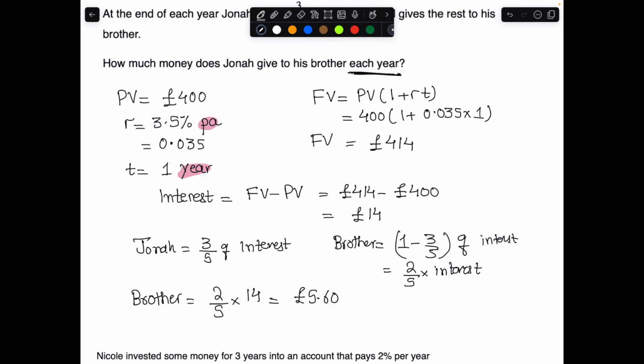Now this is very important. Whenever you get a decimal and you are working on financial questions, you must always round to 2 decimal places, because we know that cents have a 2 decimal place value, and that's how it is going to be. So in this question, Jonah gives his brother £5.60 each year.